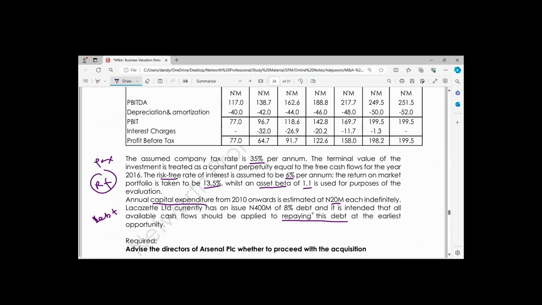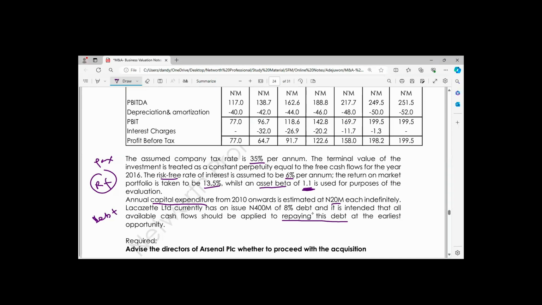you are told that the risk-free rate of interest is assumed to be 6% per annum. The return on market portfolio is taken to be 13.5%, whilst an asset beta of 1.1 is used for the purpose of the evaluation. So the examiner has given you an asset beta of 1.1. Since that is the only asset beta in the question, it means that both companies are in the same industry. If they're in the same industry, business risk will not change. So we have identified that both Lacazette and Arsenal PLC are in the same industry as a result of the asset beta of 1.1.